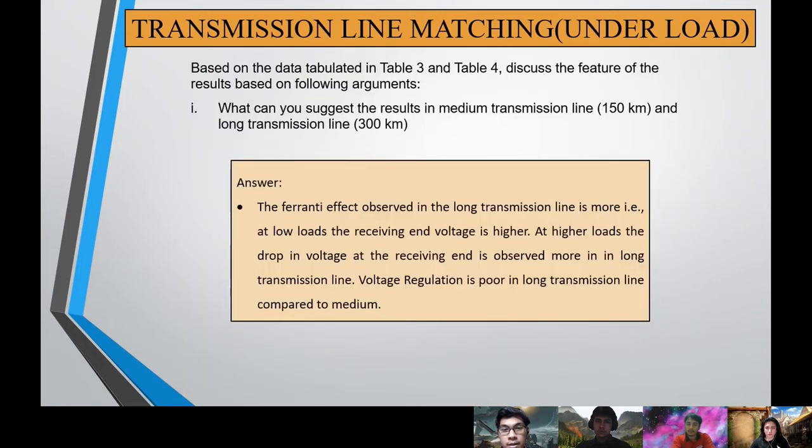Based on the data tabulated in table 3 and table 4, we can suggest that the Ferranti effect observed in the long transmission line is more. At low loads, the receiving end voltage is higher. At higher loads, the drop in voltage at the receiving end is observed more in the long transmission line. Voltage regulation is poor in the long transmission line compared to the medium.